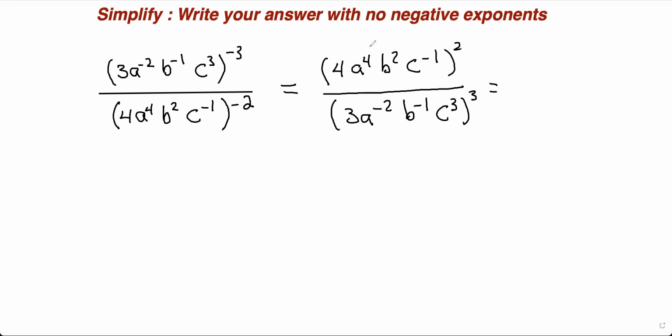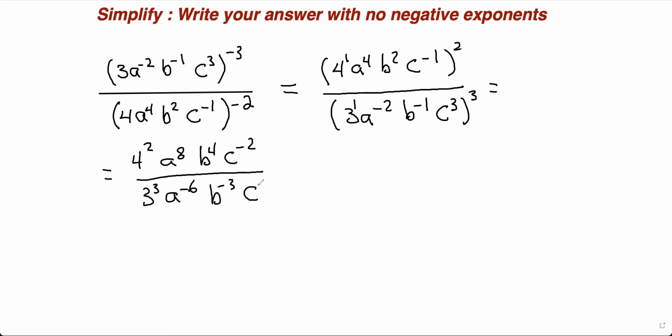Now, what's the next thing I'm going to do? I'm going to distribute the exponent inside the brackets. So when you have an exponent outside of the brackets, you multiply it in all the exponents inside the brackets. And remember, this 4 has a 1 on top. This 3 has a 1 on top. So this becomes 4 squared. 2 times 4 here is 8, so it becomes a to the 8. And then b to the 4, c to the -2. And after that, we're just going to go to the bottom and do the same thing. That becomes 3 cubed, a to the -6, b to the -3, and c to the 9.